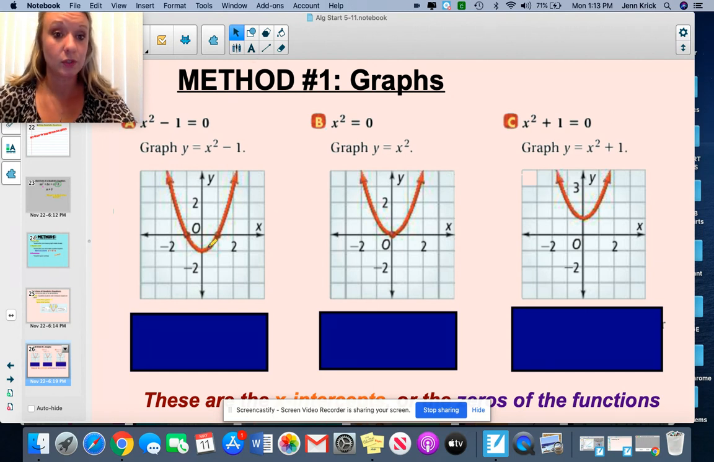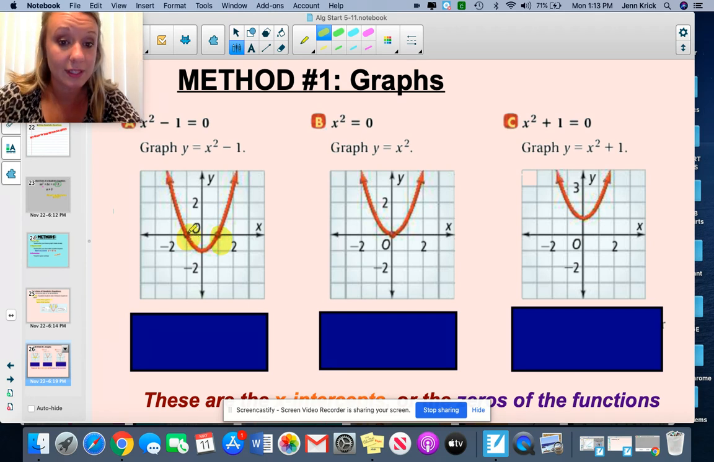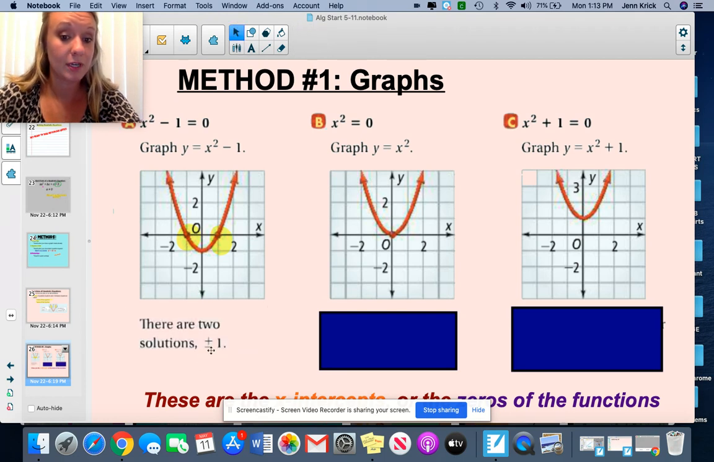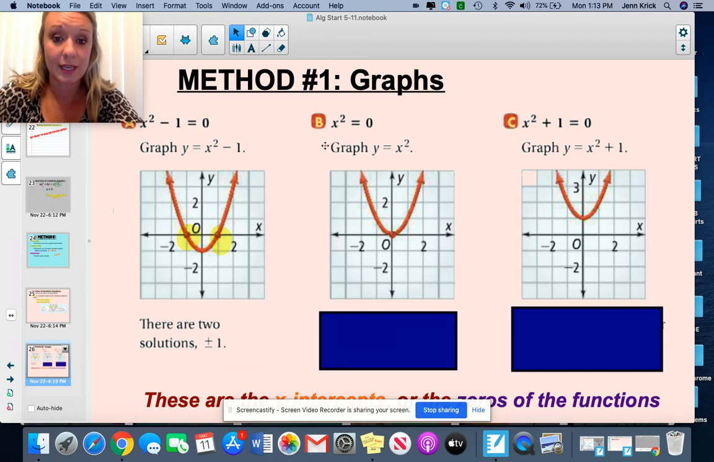If I asked you what the solutions were for A, first of all, you're going to tell me that it has 2 solutions, right here and right here. It's wherever it crosses the x-axis, and I can tell that this is -1 and +1, so that would be known as plus minus 1. Or you could physically type out +1 and -1.